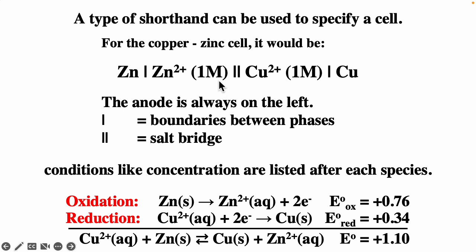Now sometimes you also will include the concentrations in the cell notation next to the ions. Now typically if the concentrations are 1 mole per liter, because that's standard, they will not be included, and typically they'll only be included if it's not 1 mole per liter.